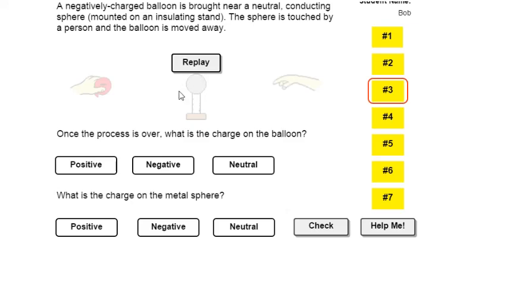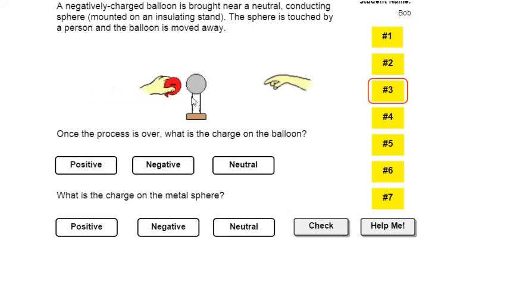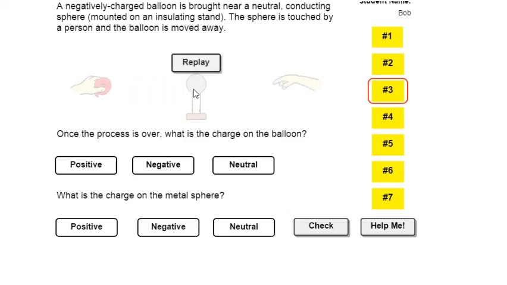So overall the sphere is neutral, but the charges can be separated because the negative balloon comes close. So it actually causes the electrons to gather on the right side of the sphere, and therefore the left side of your sphere winds up being slightly positive. The right side becomes slightly negative, an excess of electrons. Then we touch the sphere, and that essentially creates a pathway, a ground, that allows some of the electrons to leave the sphere, go into the person.